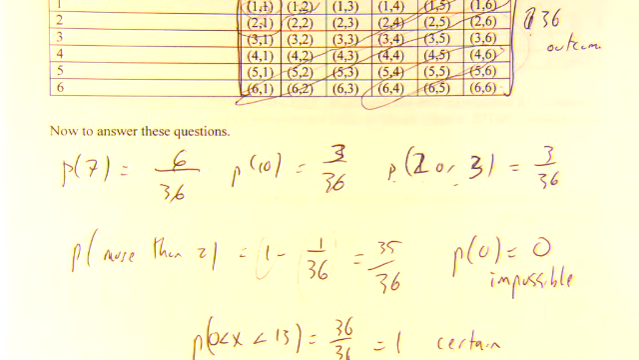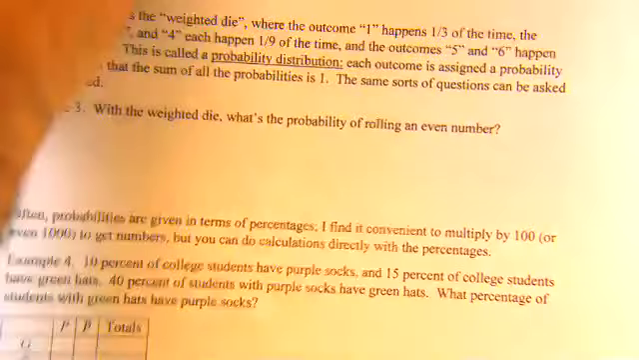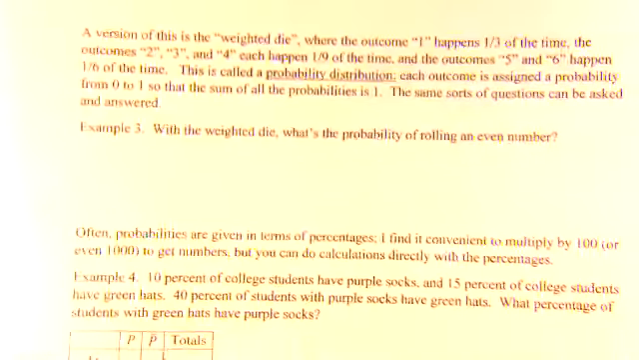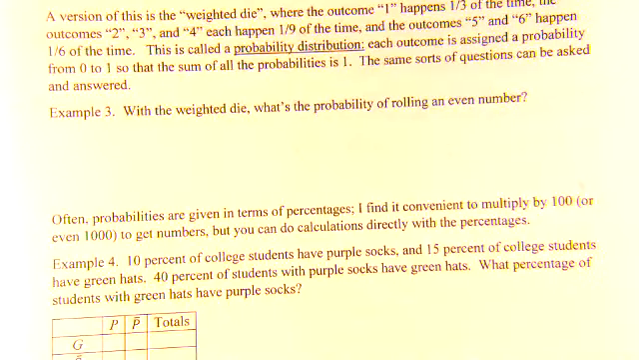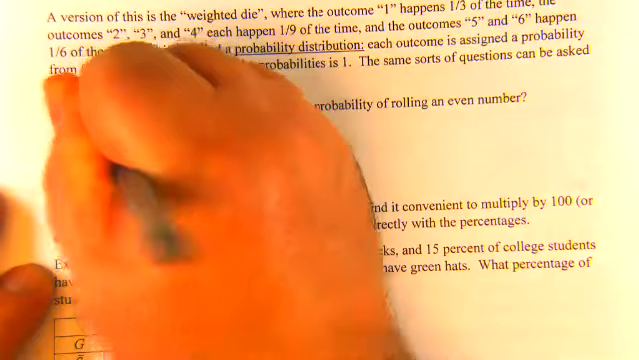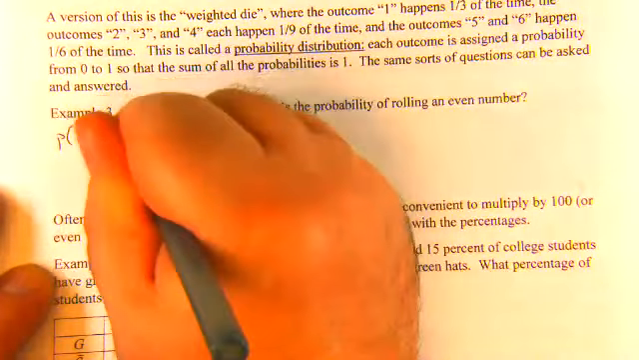But you can go back and forth. So impossible means probability is 0. Certain means probability is 1. Okay, so if we're dealing with weighted dice, suppose you have a die so that 1 happens a third of the time, 2, 3, and 4 each happen a ninth of the time, 5 and 6 happen a sixth of the time. So probability of 1 is 1 out of 3.